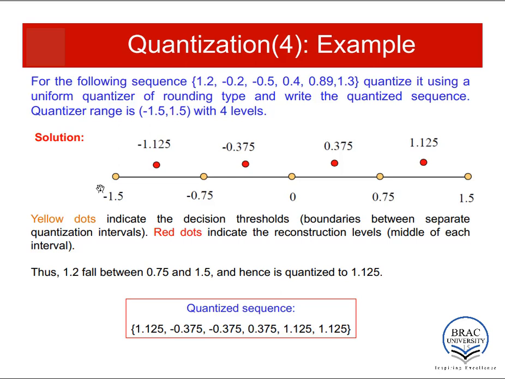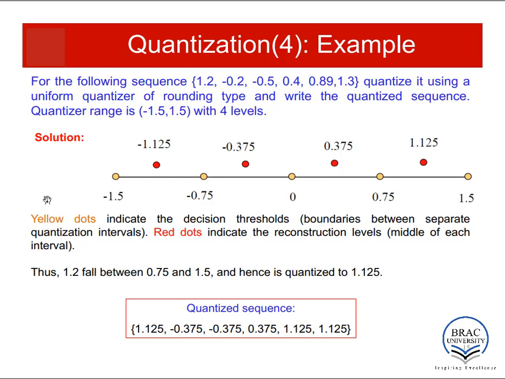Now we have to place one quantization level between 2 consecutive decision levels. So the first one will be here, the red dot. It is our first representation level. It is exactly in the middle of these 2 decision levels, and minus 0.375 is exactly in between minus 0.75 and 0, and so on. We have a total of 4 quantization levels. Okay, so our quantizer is ready.